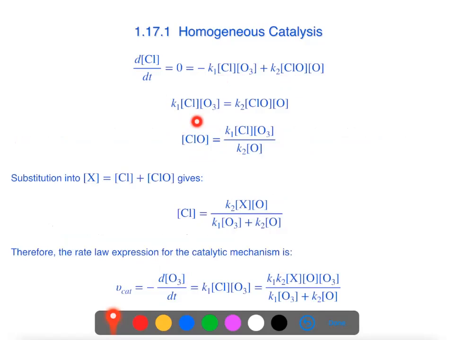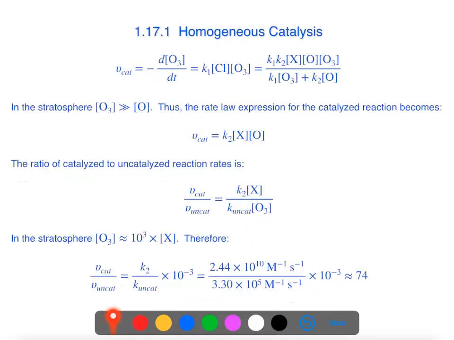Now, if we take this expression and we substitute it into this expression for the sum of the intermediate concentrations, we can solve for the concentration of the chlorine atom as shown. This is the intermediate species that's found in our initial rate expression for the decomposition or depletion of ozone. So now we can take this solution, substitute it into our expression for the decomposition of ozone, and we're left with our final expression for the catalytic reaction. So we have our rate law expression for the catalytic mechanism.